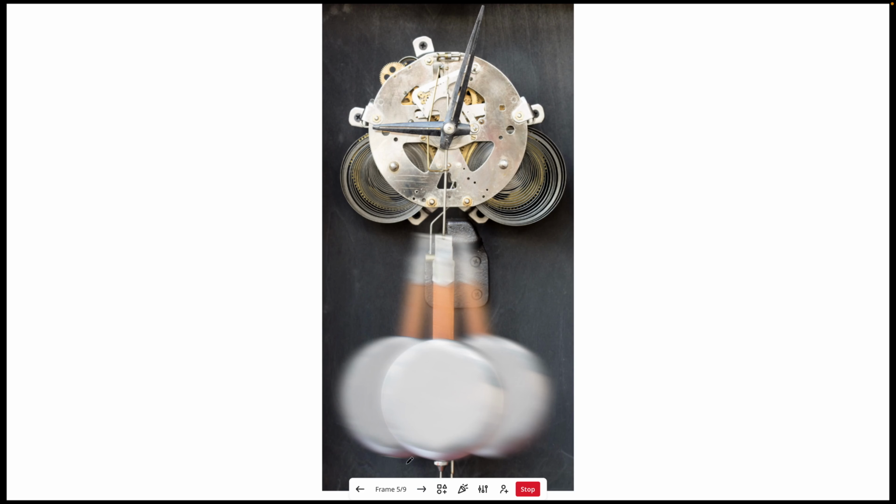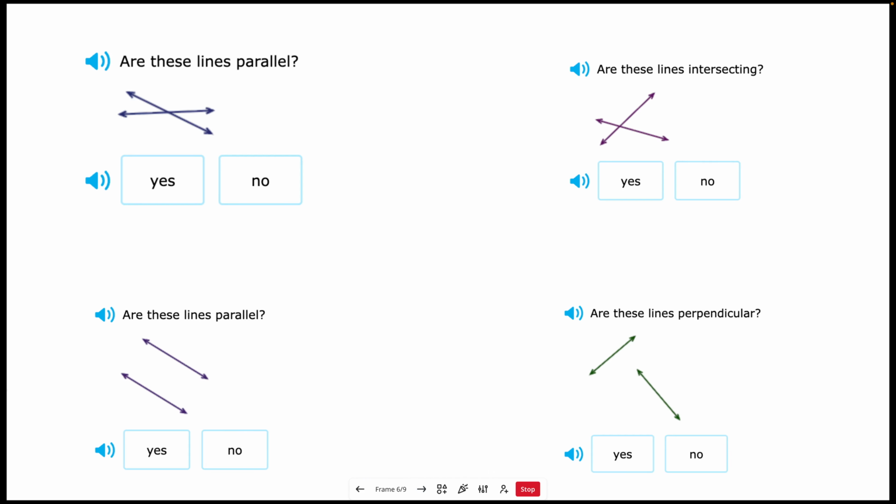All right, here's our cool clock for today, which means that it is time for you to practice what you just learned. Go ahead and pause the video and try these 4 problems on your own. And when you're ready, you can unpause the video and we'll check your answers.